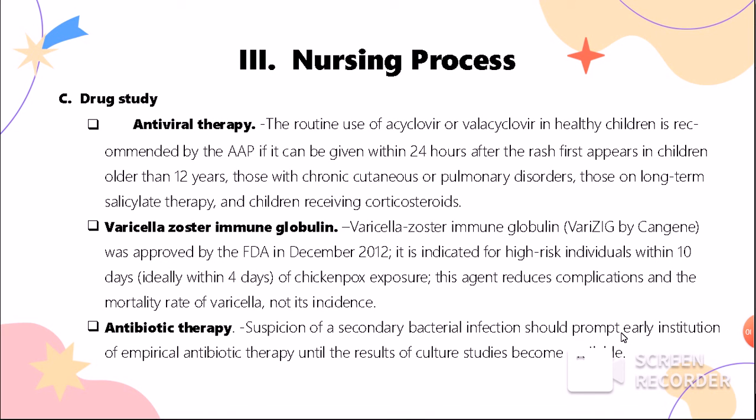Varicella zoster immune globulin. Varicella zoster immune globulin was approved by the FDA in December 2012. It is indicated for high-risk individuals within 10 days, ideally within 4 days, of chickenpox exposure. This agent reduces complications and the mortality rate of varicella, not its incidence. Next one is antibiotic therapy. Suspicion of a secondary bacterial infection should prompt early institution of empirical antibiotic therapy until the results of culture studies become available.